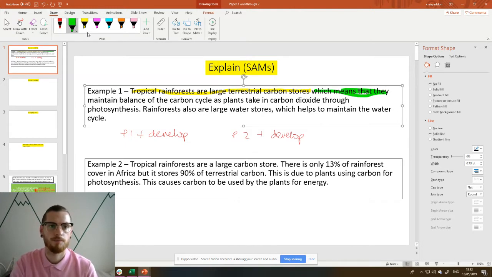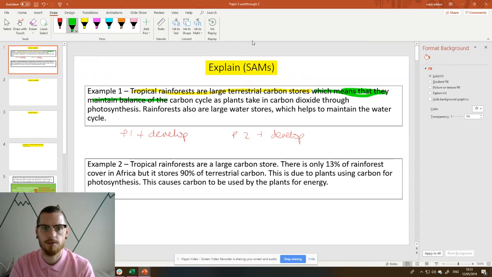Sorry about that, everyone. So, tropical rainforests are large terrestrial carbon stores. 1 mark. Now they've developed it. I know that because they've used the phrase which means that they maintain the balance of the carbon cycle as plants take in carbon dioxide through photosynthesis. If I was to mark this, I'd say there's 1 mark, and which means that is signposting me as the marker or examiner that they're developing the point, and they've told me that they are maintaining an element of the carbon cycle. So there's 2 marks, tick that. 1 mark, develop, 2 marks.